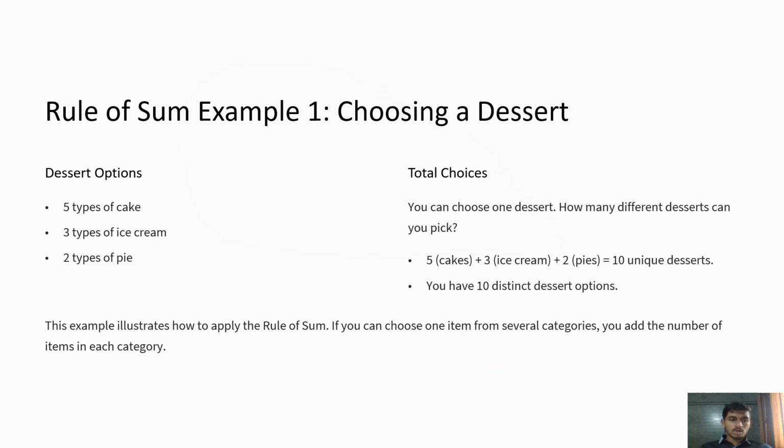Consider if we want to eat ice cream. The probability that I will choose ice cream is: there are 3 ice creams, so 3 divided by the total, 10. This example illustrates how to apply the rule of sum. If you can choose one item from several categories, you add the number of items in each category, and for the probability, like if you have 5 cakes, you divide it by the total.